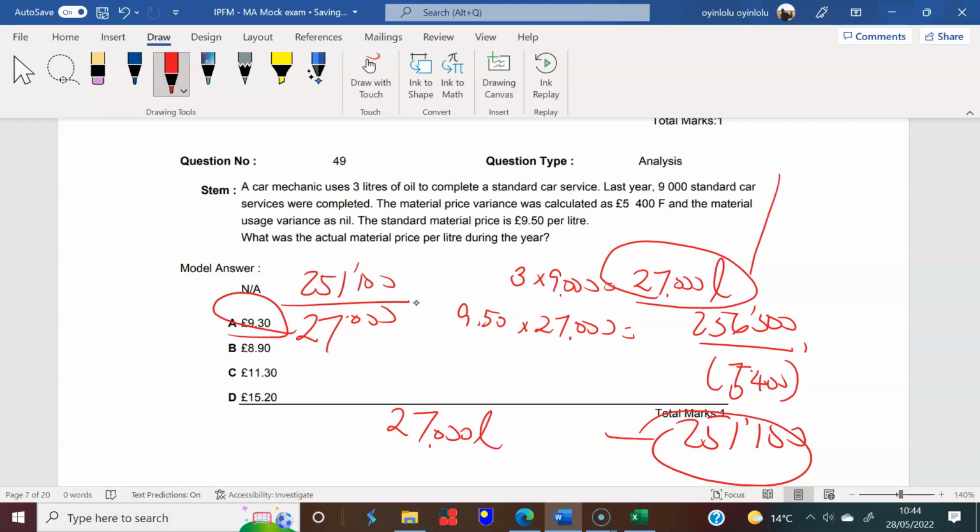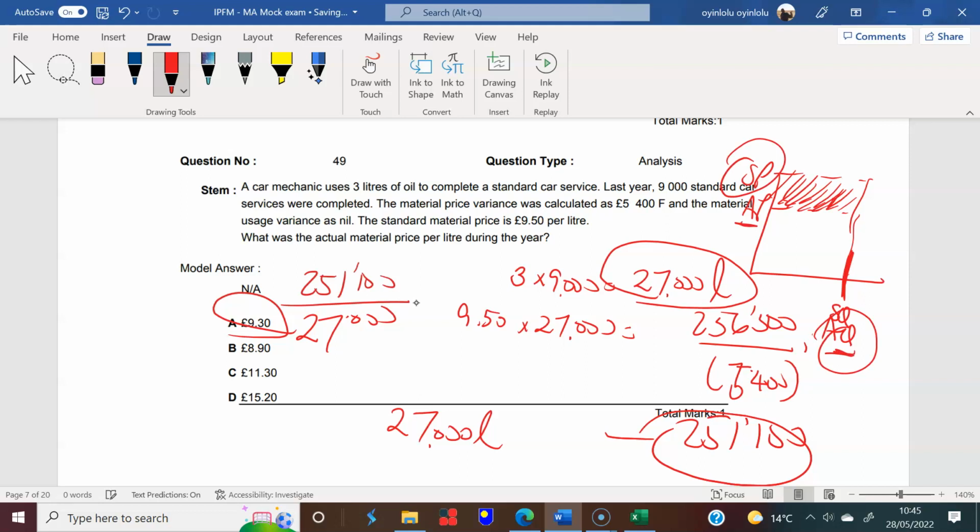Again, from the graph point of view, you see that it says that the material variance, the usage variance, is nil. So SQ and AQ are exactly the same. So the variance is purely due to actual price and standard price. What you should have spent is standard price times actual quantity, and what you did spend was actual price times actual quantity.